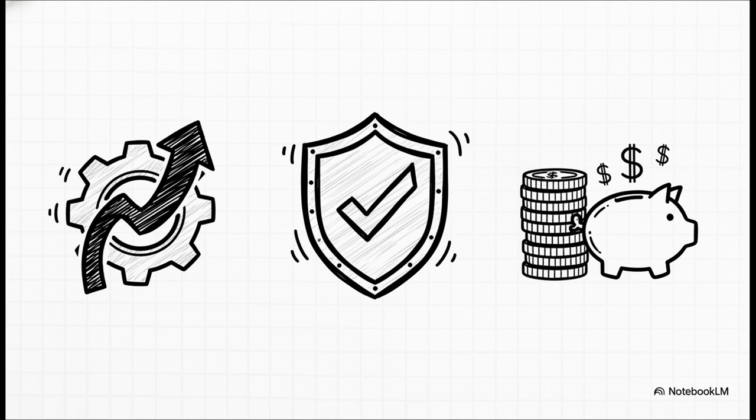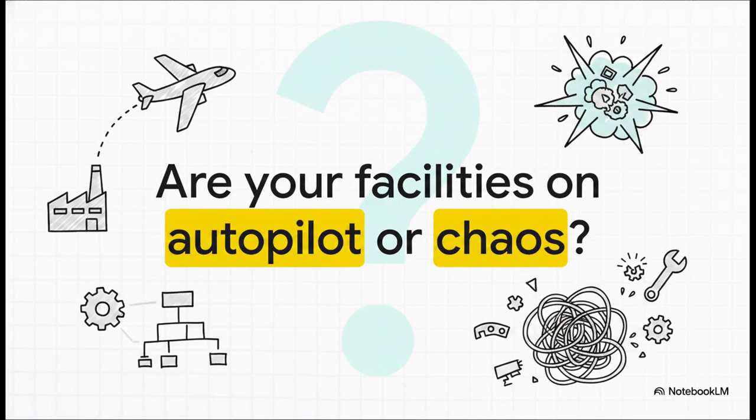As our buildings get smarter and our facilities become deeply complex, having a centralized, intelligent system like Maximo, it's no longer just nice to have. It is absolutely essential for operational survival and growth. I want to leave you with one final provocative thought today. Are your facilities running on autopilot or are they running on chaos? If you are in an asset-heavy industry managing complex sites, this is absolutely the moment to truly consider what a digital command center could do for your peace of mind, your safety record, and your bottom line.